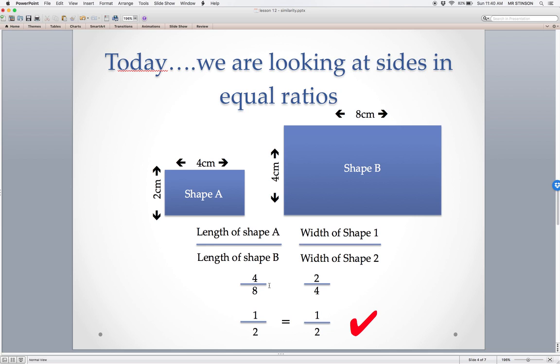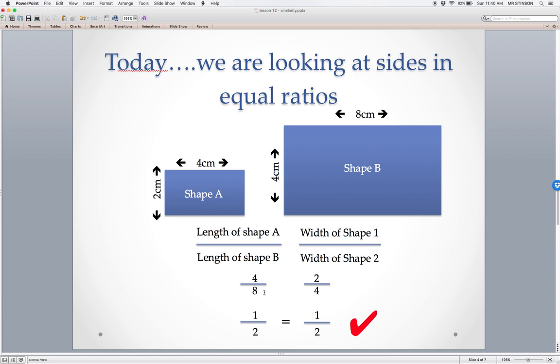Now look at a different pair of matching sides. The width of shape A is 2 and the width of shape B is 4. So make another fraction using these other two matching sides, and we would get 2 over 4. Now similarity says that if these two fractions of two pairs of different matching sides are equal, then the two shapes are similar.